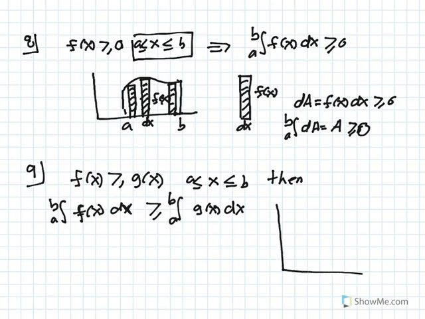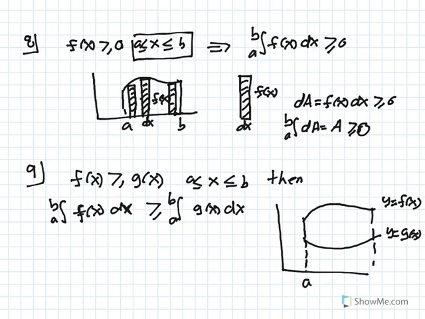So here we have y is equal to f of x. That's the top function. We have the bottom function, y equals g of x. And the interval is from a to b. Those are the x values, the endpoints. That's the x-axis. Y-axis, this is the origin. So you can see how the area under g of x is this part here. The area under f of x is all of this.